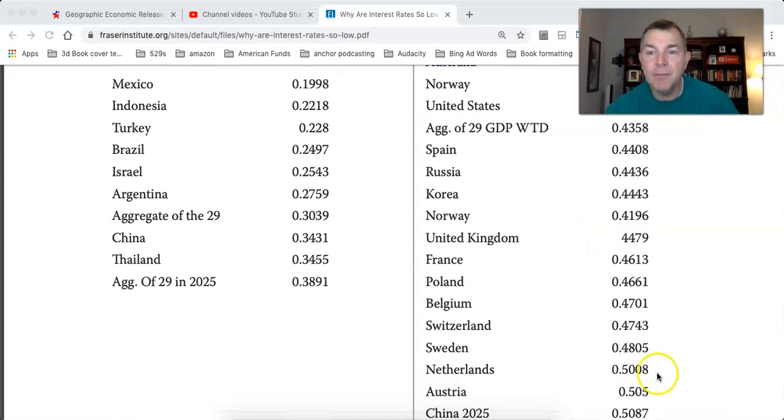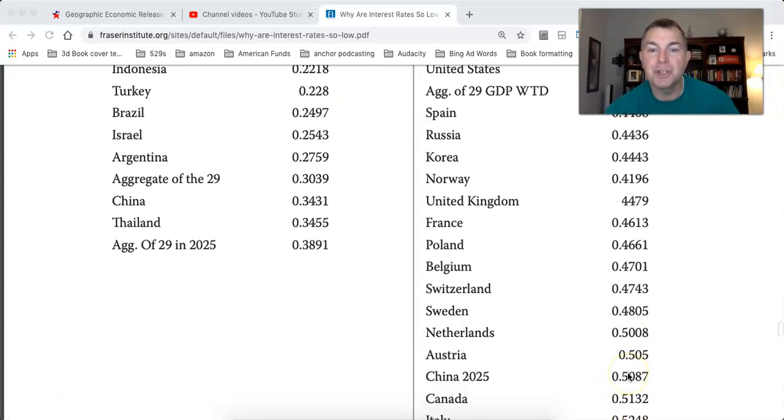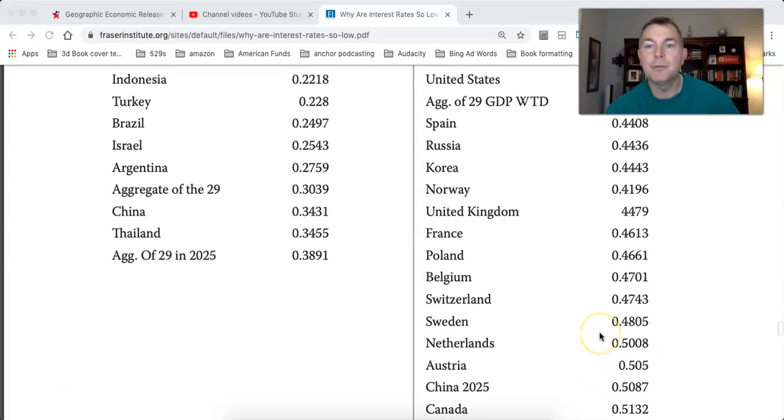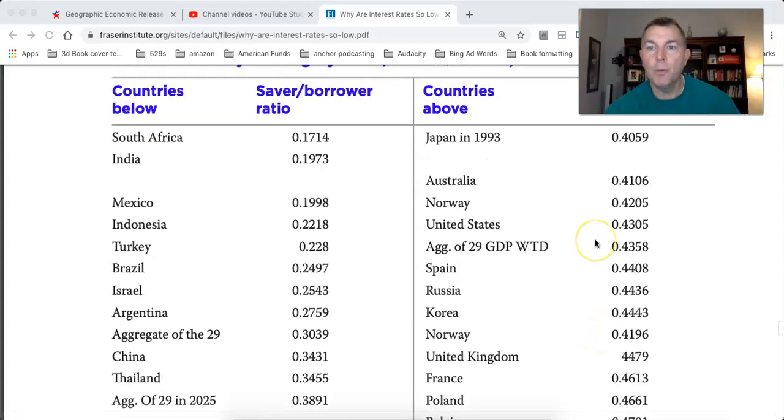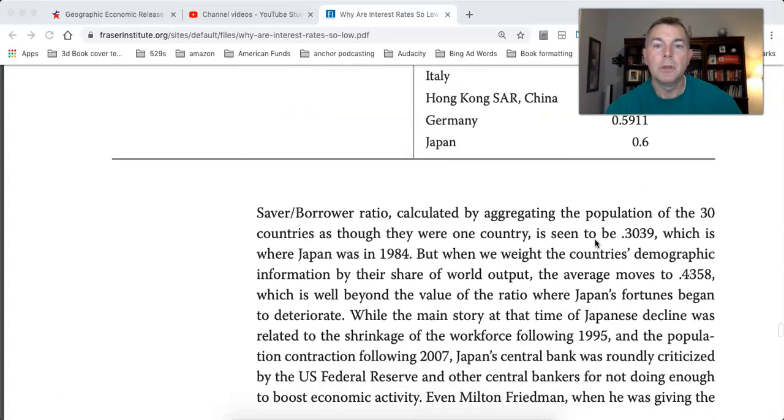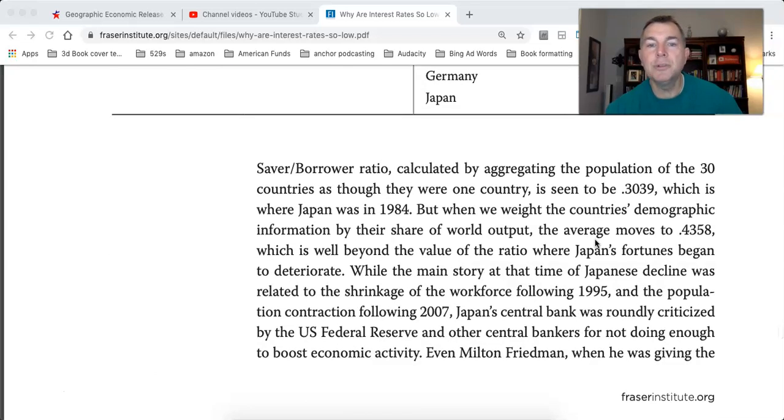And somebody significantly above. Austria, the Netherlands, China in 2025 will be at 0.5. Canada, France, Poland. Where's the U.S.? U.S. 0.43. Whew. But when we weight the country's demographic information by their share of the world output, the average moves to 0.4358, which is well beyond the value of the ratio where Japan's fortunes began to deteriorate.